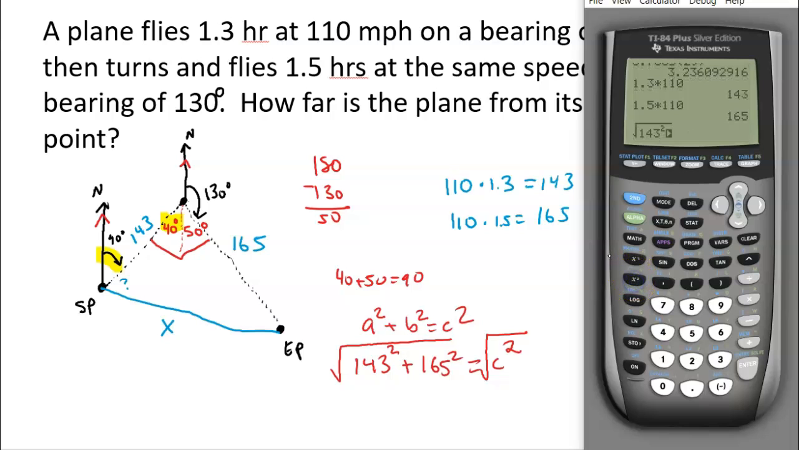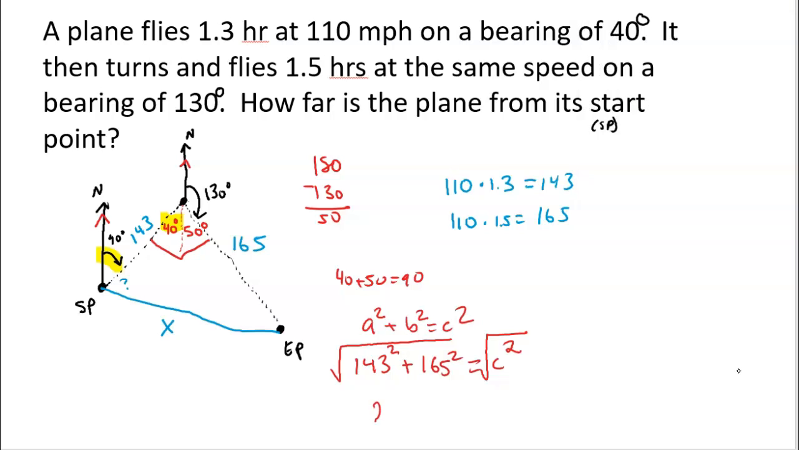143 squared plus 165 squared. Now my answer should be larger than 165 since it is the hypotenuse. So I'm going to get 218.34. 218.34, and I will say miles. That's how far away my plane is from my start point. Again, we're trying to prove that it is a right triangle first.